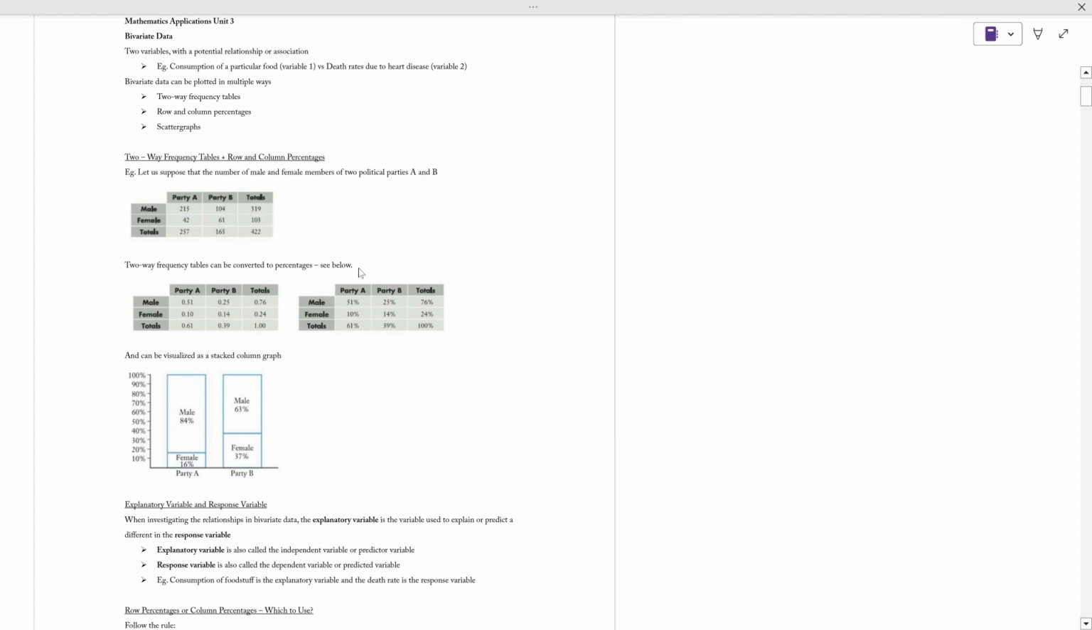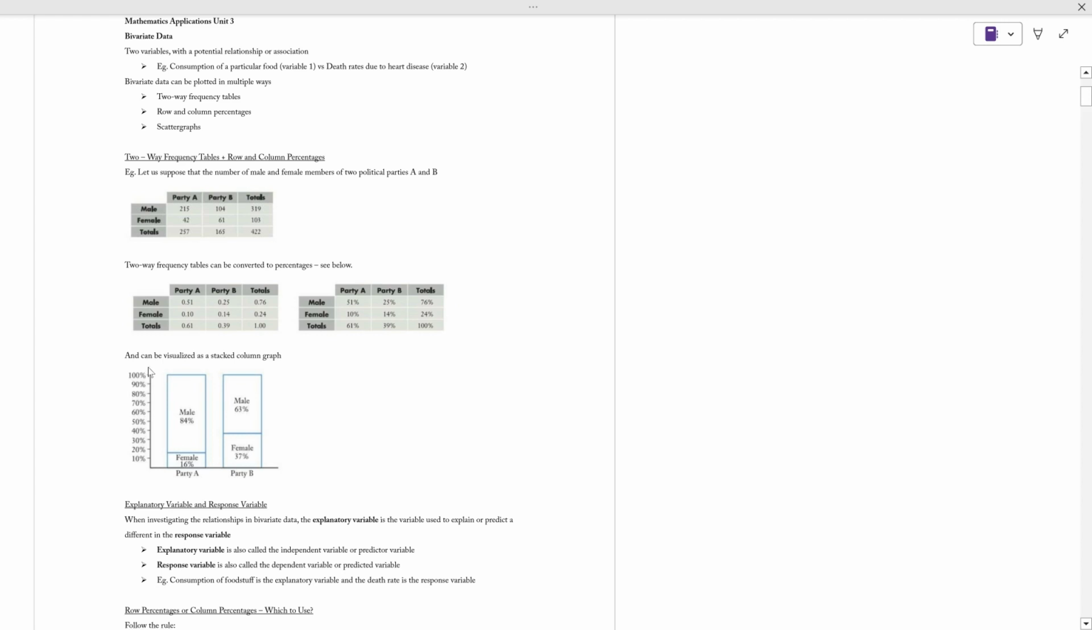Right? And very similarly, just like how we can sum up the values in the previous table, you can also do it for the percentages. So obviously if we want to find the total percentage of male, just add 51% from party A and 25% from party B, and you get 76% of males that make up the whole data set.